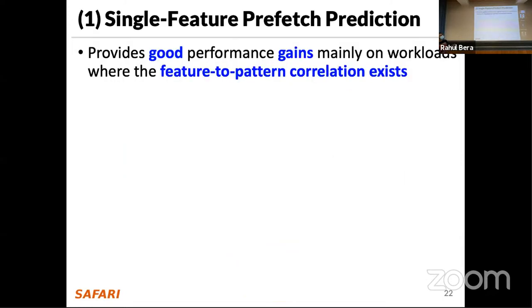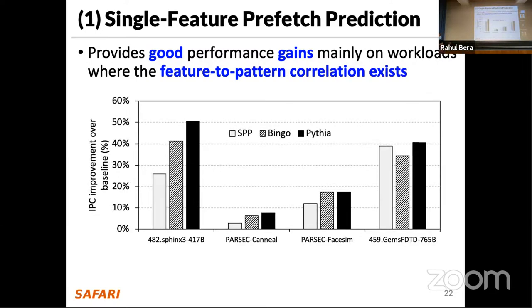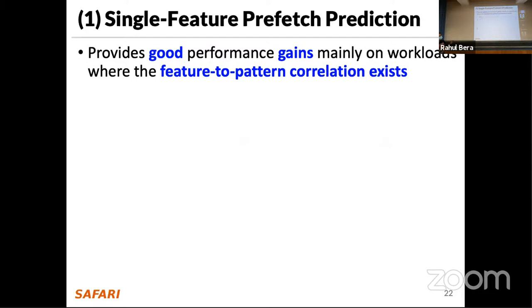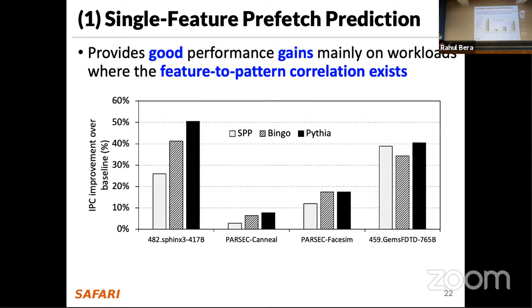So what is the problem of having single-feature prefetch prediction? If a prefetcher only relies on one specific type of feature for prediction, then the performance gain that we should expect from that prefetcher is dominant only for those workloads where that feature-to-pattern correlation exists. But in all the other classes of workloads, it just doesn't work, right? Just to show you an example, this is the performance chart of two different prefetchers presented in recent years across four different types of workloads. On the y-axis, we have the IPC improvement over the baseline. So higher is better, basically.